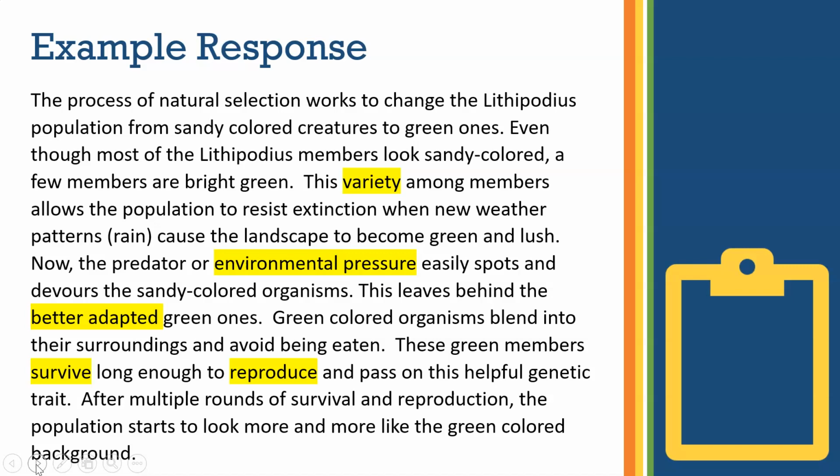Green-colored organisms blend into their surroundings and avoid being eaten. These green members survive long enough to reproduce and pass on this helpful genetic trait. After multiple rounds of survival and reproduction, the population starts to look more and more like the green-colored background. How does your explanation compare? Pause this screencast now to make any revisions.